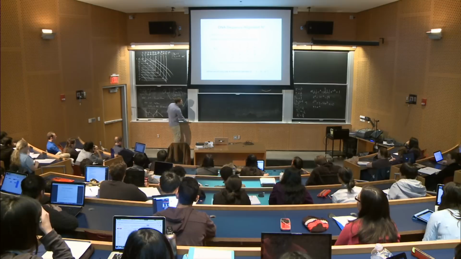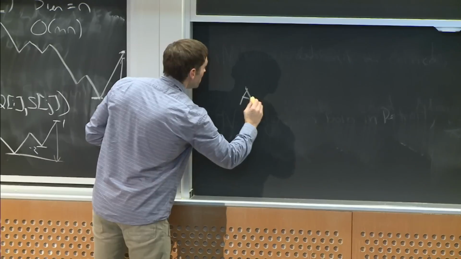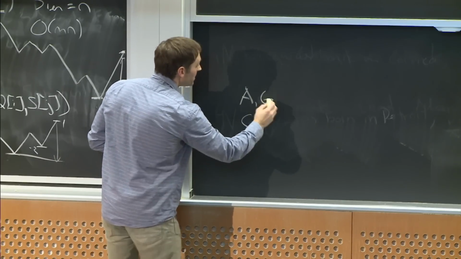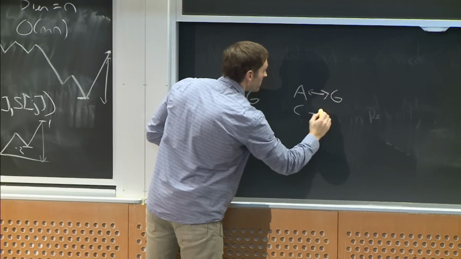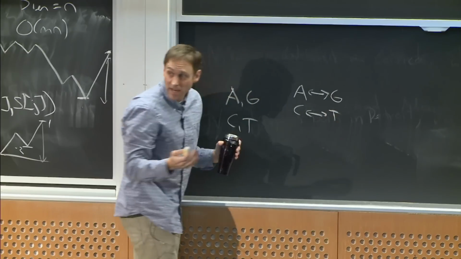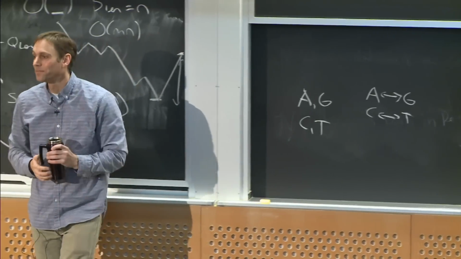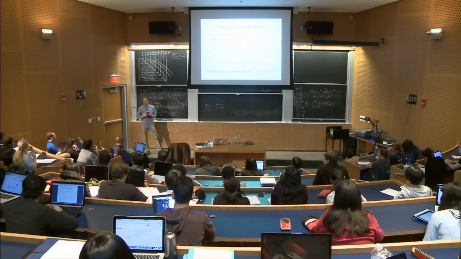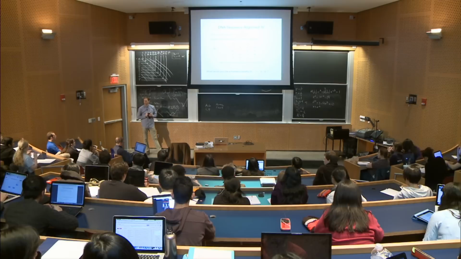Okay, so now we've got purines and pyrimidines. Everyone remember, the purines are A and G, the pyrimidines are C and T. And the idea is that a purine-to-purine change should be penalized less than changing a purine to a pyrimidine, right? And why does that make sense? Structurally, purines are more similar to each other than they are to pyrimidines, and more importantly, I think, in evolution.